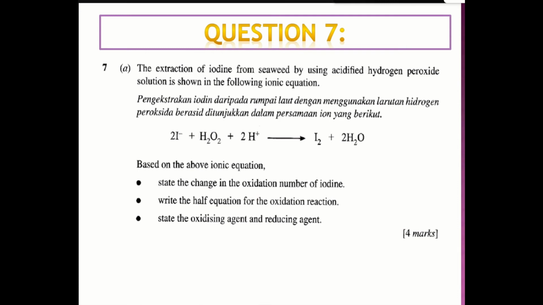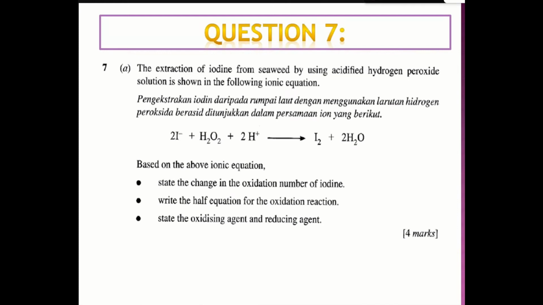So they say that the extraction of the iodine from the seaweed is by using acidified hydrogen peroxide solution. They show that the iodide ion reacts with hydrogen peroxide and 2H+, and it gave iodine and 2H2O. So based on this equation, state the change in oxidation number of iodine, write the half equation for the oxidation reaction, and state the oxidizing agent and reducing agent.